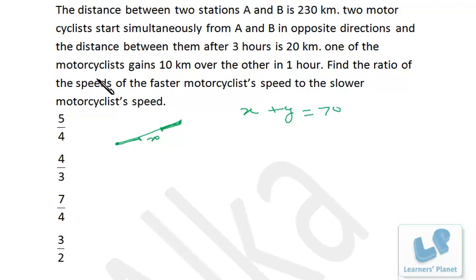Now one of the motorcycles gains 10 kilometers over the other in 1 hour. That means the difference in their speeds. When both of them are going in the same direction, the relative speed is what? The difference in their individual speeds, right? So that's x minus y, and that's 10 kilometers in 1 hour. That means it's 10, right? Now I assume x is faster and y is slower.